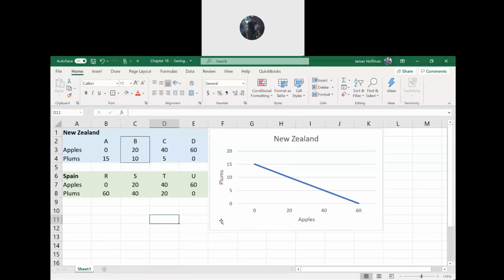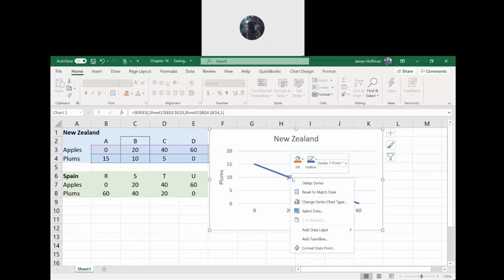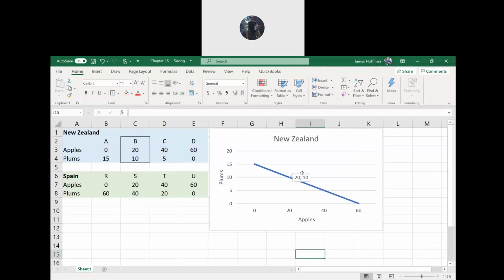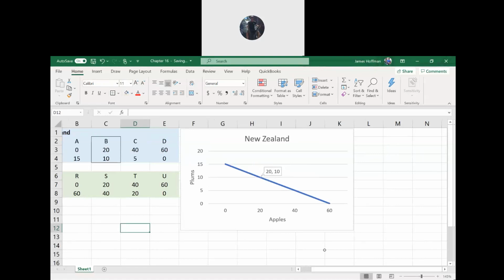And if you want, you can make a little reference on your chart. So 20 apples and 10 plums would be right there. And if you wanted to, you could add a data callout to show the points like this. There we go. So New Zealand starting there. Let me do another one for Spain, and then we're almost done with part A.